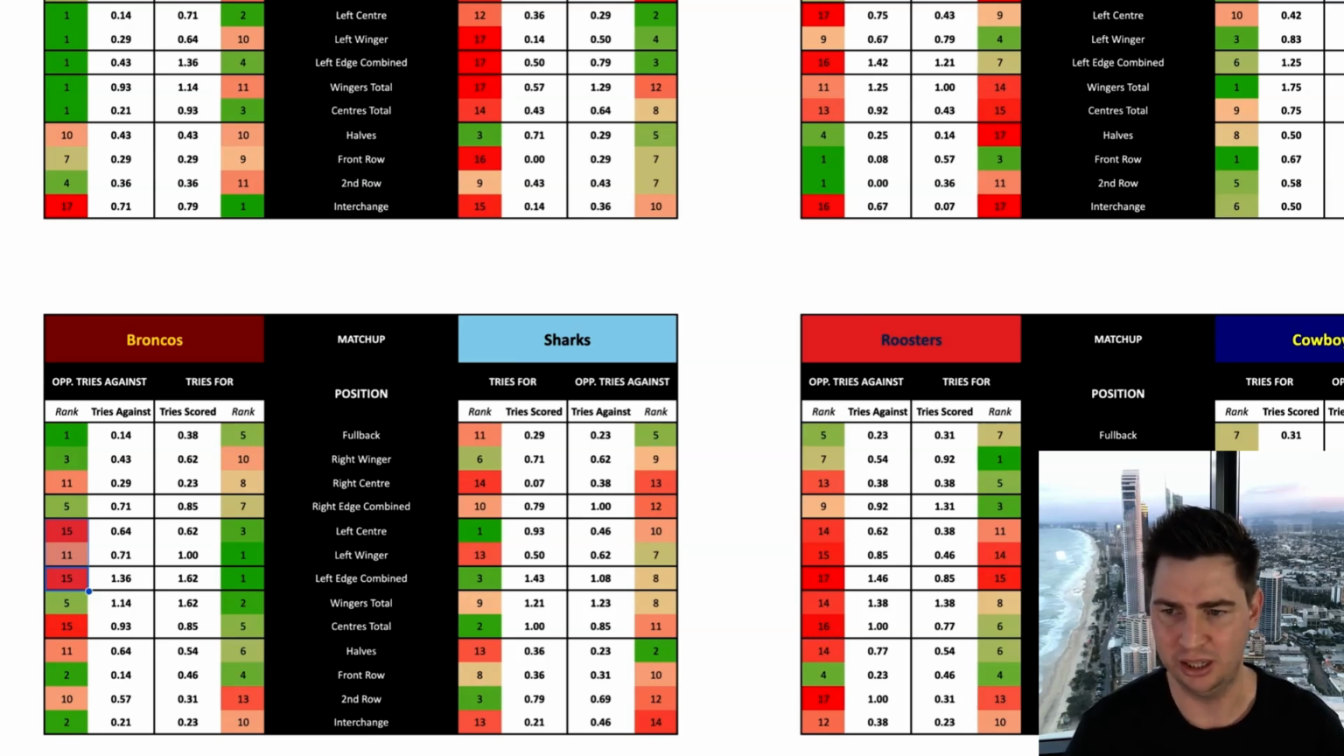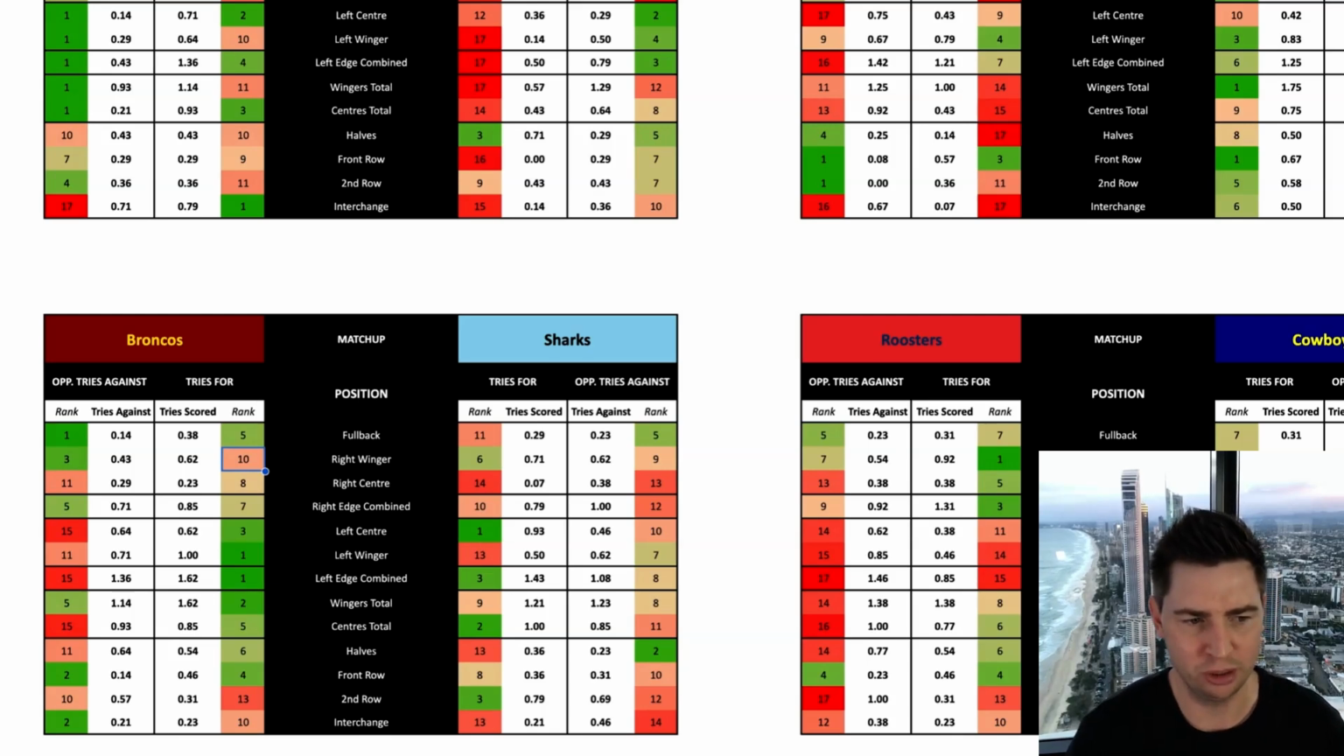Across the last 6 weeks, the Sharks have conceded 11 tries to the opponent left winger and left center combined, whereas they've only conceded 4 tries to the right winger and right center combined. Broncos, that sets up nicely for them. They have moved Jesse Arthurs over to the right wing, replacing Selwyn Cobbo. So that brings Josiah Karapani in on the left wing.